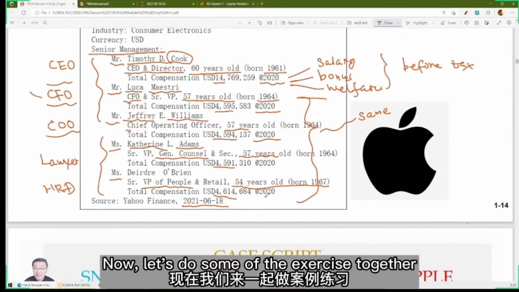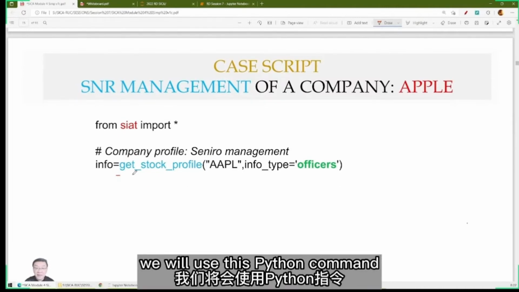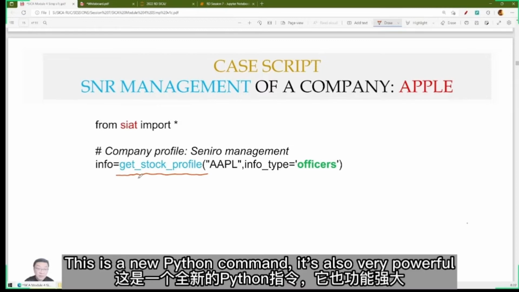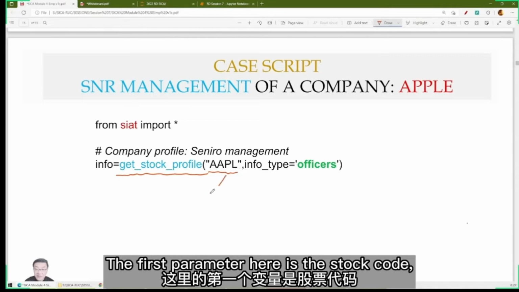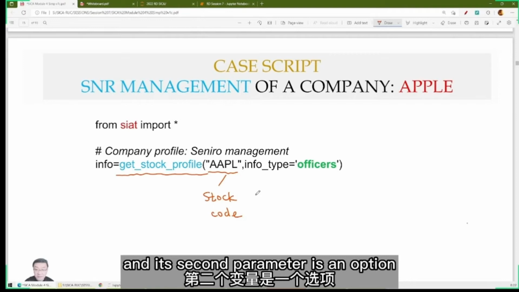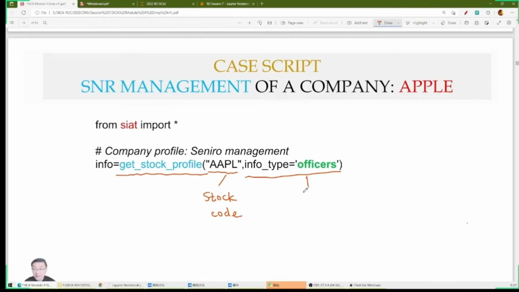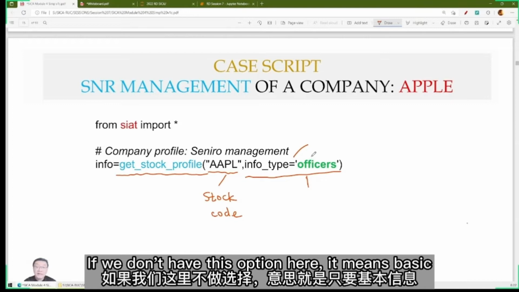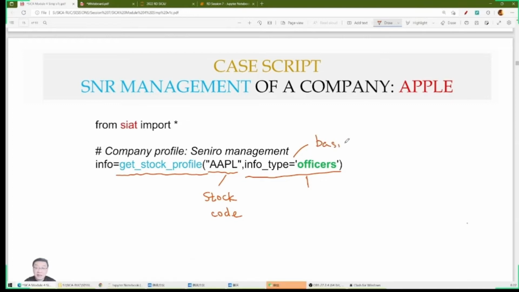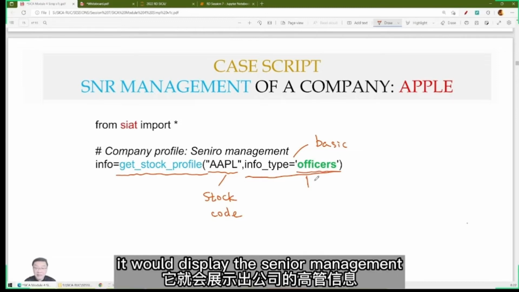Now, let's do some of the exercise together. In order to get this information, we will use this Python command. This is a new Python command. It's also very powerful. The first parameter here is the stock code. And its second parameter is option. It's what kind of aspect you want to know about this company. If we don't have this option here, it means basic. Then if we have officer here, it will display the senior management.